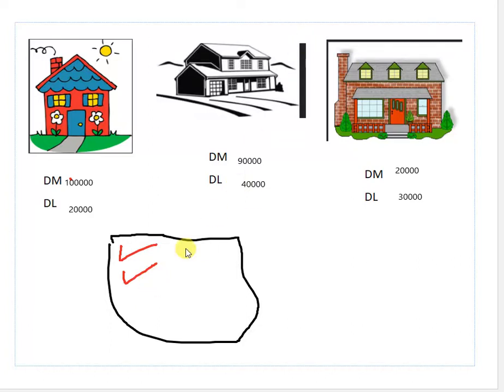I have property taxes on my main building. I have the depreciation on my truck. I have the gas on my truck. I have the liability insurance, etc., etc. So I've got all these overhead accounts.